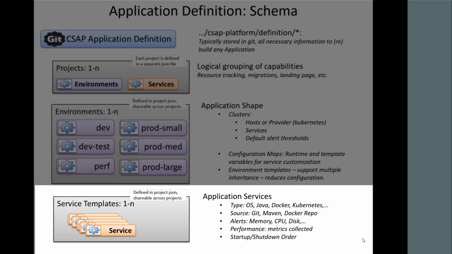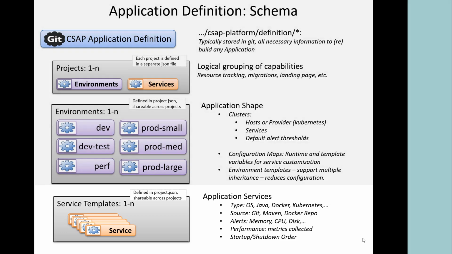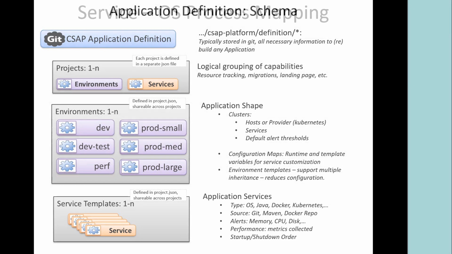Service templates are assigned to clusters. A cluster may be 1 to n hosts. Therefore, by dropping a service template into a cluster, 1 to n instances of the service are deployed.